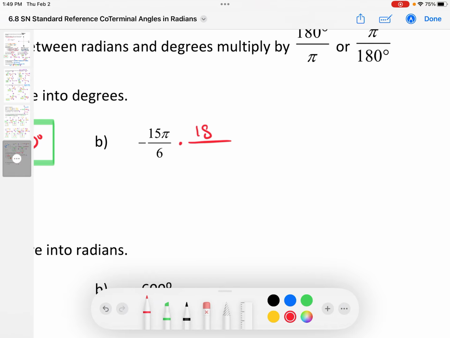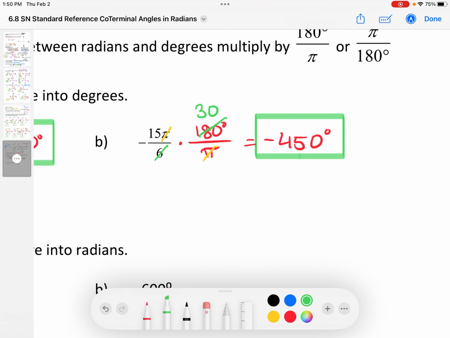Now, for part B, again, we have radian measure. We want degrees. So the unit we want needs to be on top. So multiply by 180 over pi. That will, again, divide out the pi's, which is what we want. Again, divide 180 by this denominator. 180 divided by 6 is 30. 18 divided by 6 is 3. It's going to be 30. And so what we need to do then is multiply 15 by 30. Well, 15 times 3 is 45. Tack on a 0. And this negative stays, and that is negative 450 degrees. The problem didn't ask us to convert it to a standard angle from 0 to 2 pi, so we'll just leave it in this form.